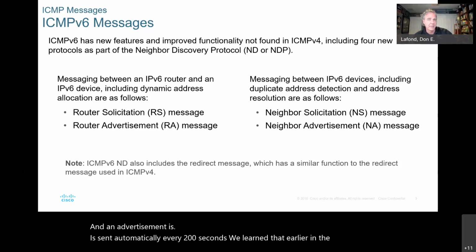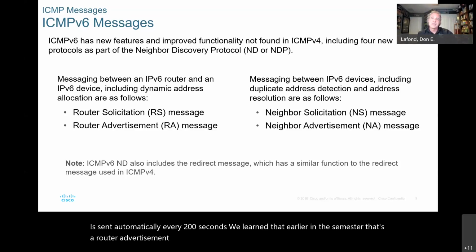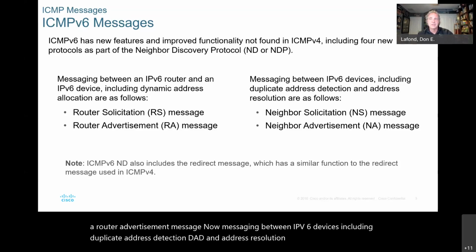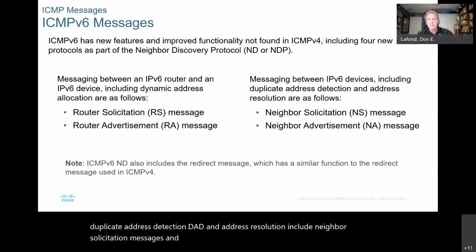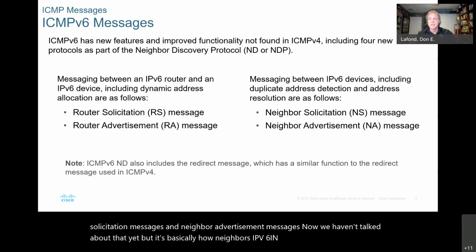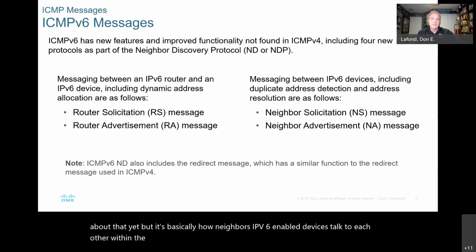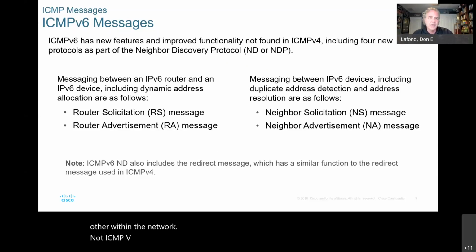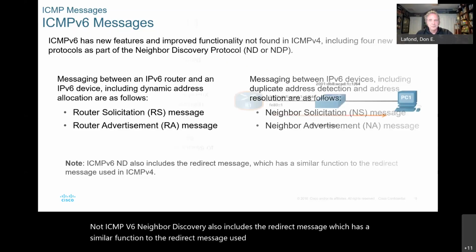That's a router advertisement message. Now, messaging between IPv6 devices, including duplicate address detection, DAD, and address resolution, include neighbor solicitation messages and neighbor advertisement messages. We haven't talked about that yet, but it's basically how neighbors, IPv6 enabled devices, talk to each other within the network. ICMPv6 neighbor discovery also includes the redirect message, which has a similar function to the redirect message used within ICMPv4.